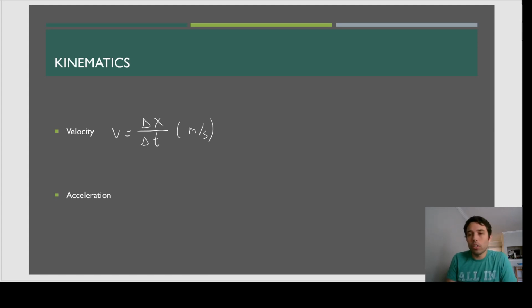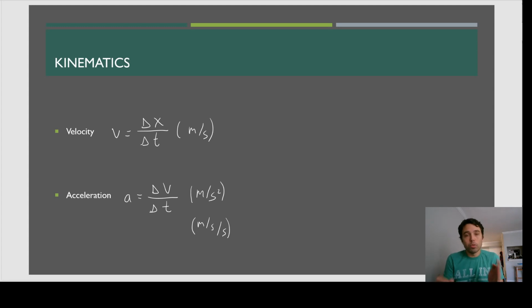All right. Now, acceleration is, call it a, and it is defined as a change in velocity over the change in time. So it's the same kind of formula, right? But it's the change in velocity instead of the change in position. The units for this are meters per second squared. Sometimes you'll see this written this way, meters per second per second. Now, the reason why I write it that way is because that's what it is. It's meters per second every second.